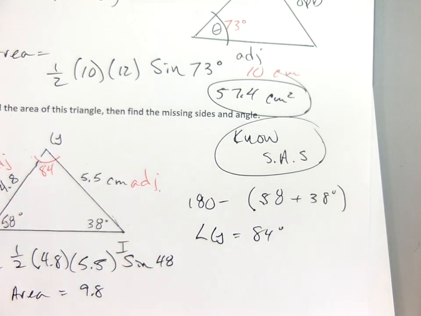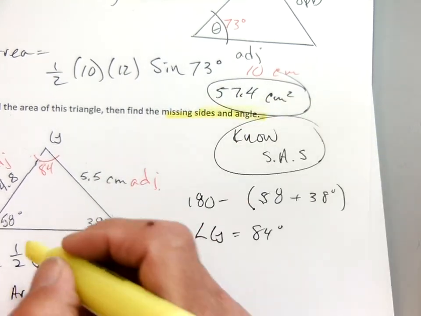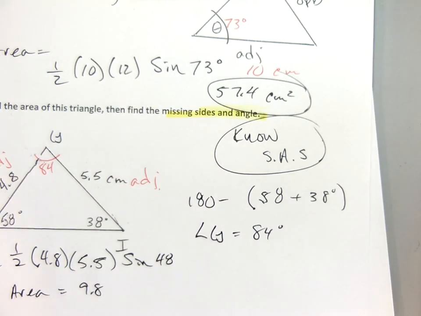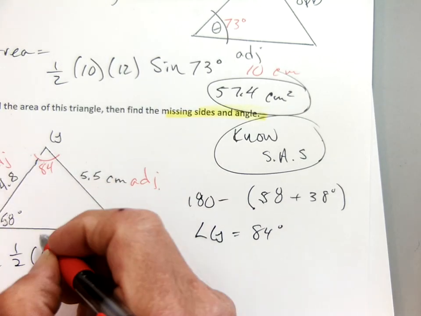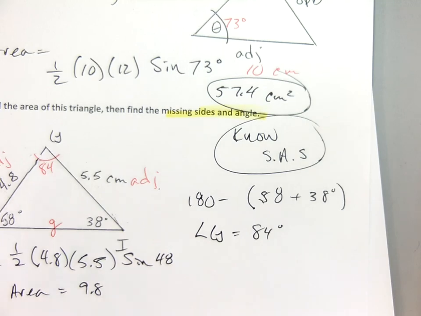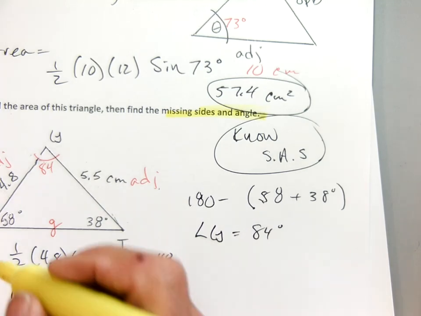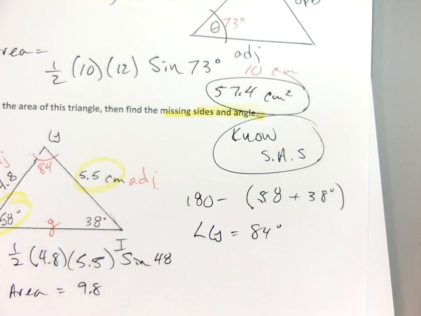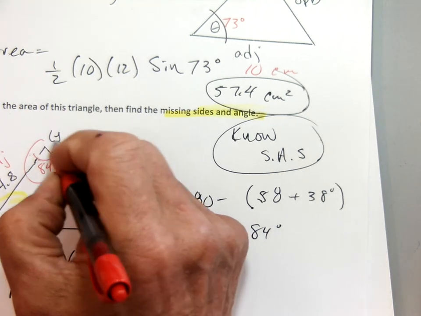Okay, now, well, I guess we have more work to do because it also says find the missing sides. Well, I'm only missing one side, and that's side G, right? So I'm going to find side G. If I have opposites, I'm going to use the law of sines. I don't need the law of cosines. The law of sines is easier. So I'll set up my opposites, right?